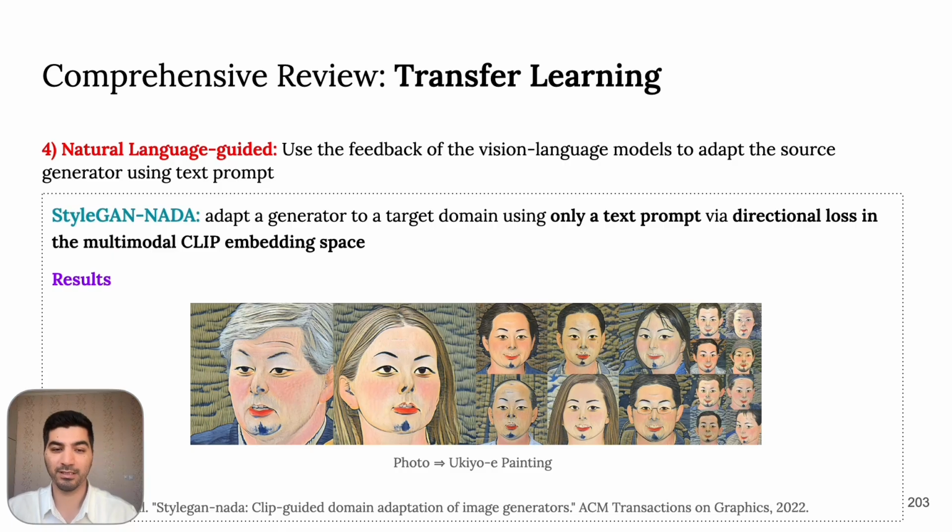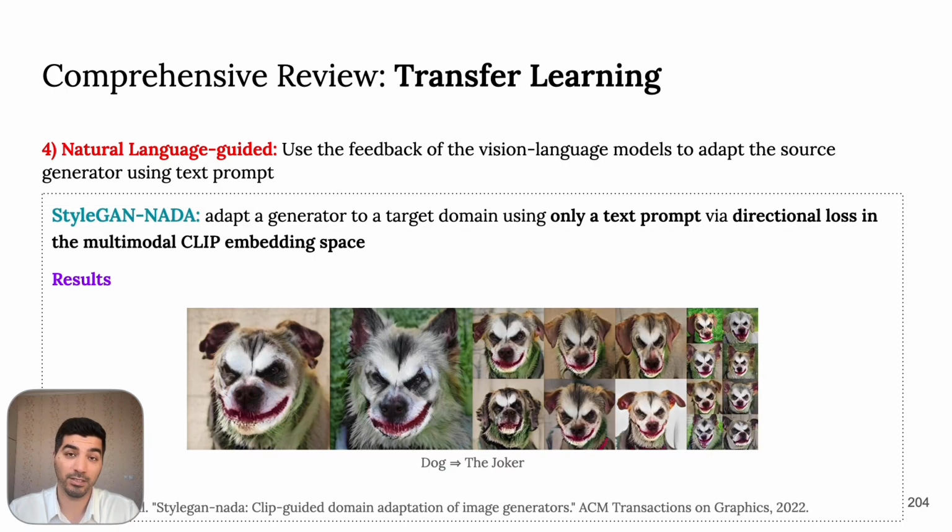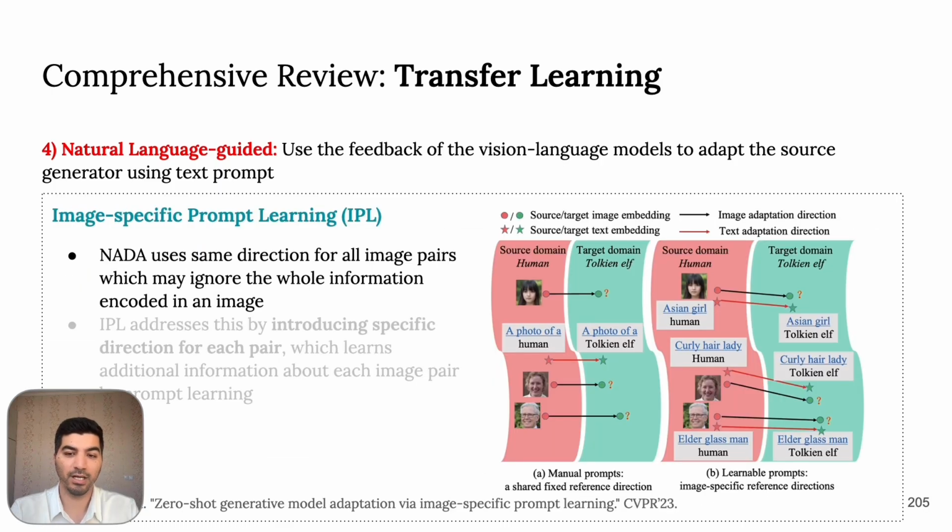And these are some results of adapting a source generator pre-trained on FFHQ to Ukiyo-e painting using just a text prompt. And these are some other results on adapting a pre-trained generator on AFHQ dogs to the Joker, which are quite cool. An extension of the NADA approach is this image-specific prompt learning, or IPL, presented in CVPR 2023.